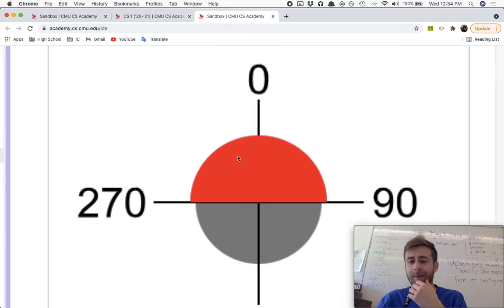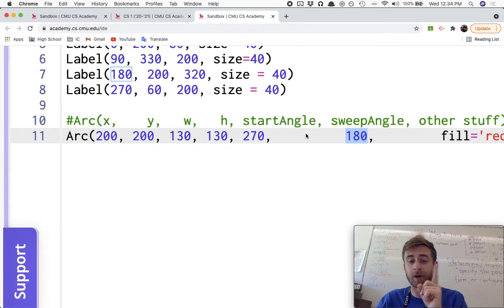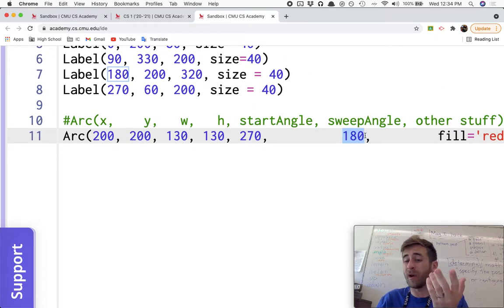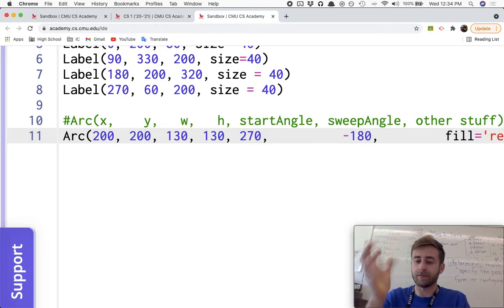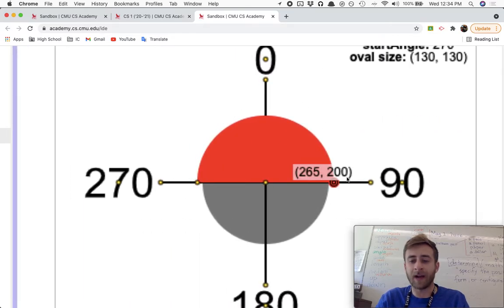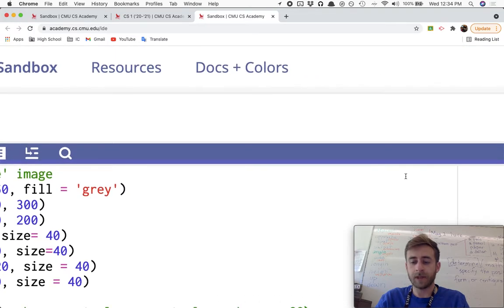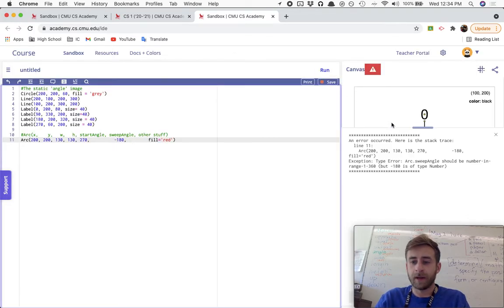Let's try to make a Pac-Man. So for a Pac-Man type thing, here's another thing worth mentioning. You can also go negative on your sweep angle. And so instead of going clockwise, negative would bring me counterclockwise. So let's try running this.